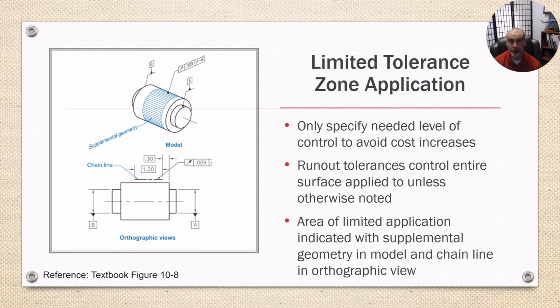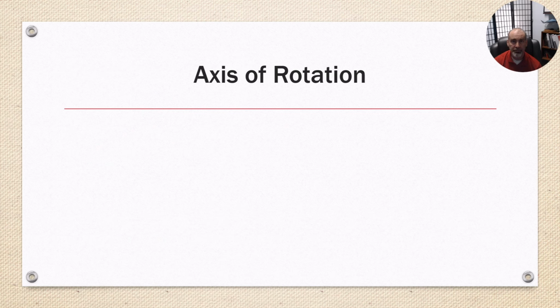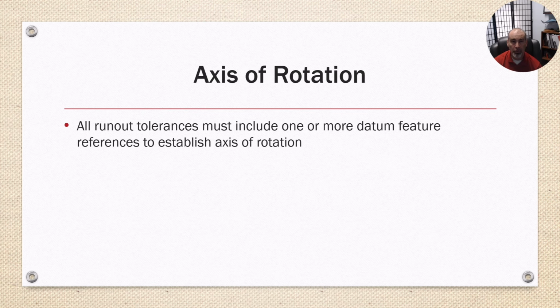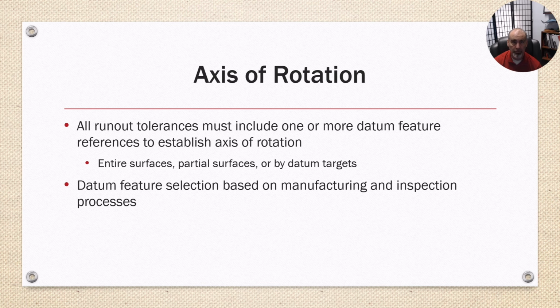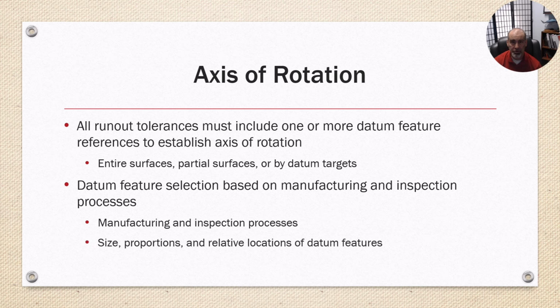Okay, axis of rotation. All runout tolerances must include one or more datum feature references to establish the axis of rotation. The entire surface, partial surface, or datum targets could be used. Datum feature selection is based on the manufacturing and inspection process, and it is important to plan ahead the size, proportions, and relative locations of the datum features as well.